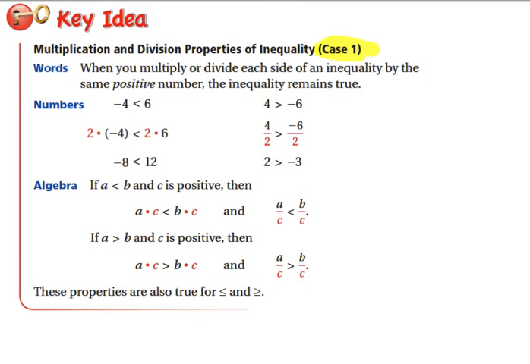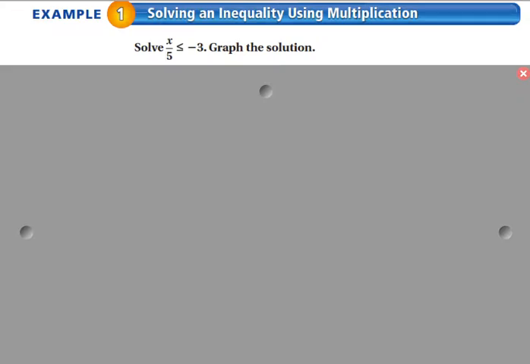The multiplication and division properties of inequality. Case 1. When you multiply or divide each side of an inequality by the same positive number, the inequality remains true. For example, negative 4 is less than 6. If I multiply both sides by 2, I get negative 8 is less than 12. There's no problem there. So, in general, if A is less than B, and C is a positive number, then AC is less than BC. If A is less than B and C is a positive number, A divided by C is less than B divided by C. And the same works for greater than.